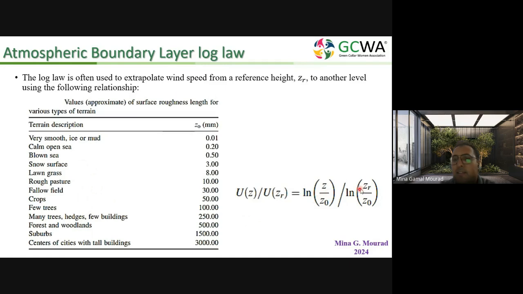ZR is the reference that we already measured. If we set probes to measure wind speeds at 50 meters, ZR will equal 50 meters. The required elevation to measure the wind speed is 100 meters, so we put Z equal 100 meters. So we take the velocities measured at 50 meters, and we get the U of Z, or the U at 100 meters. This is the log law, our boundary layer profile, which considers the boundary layer effect.